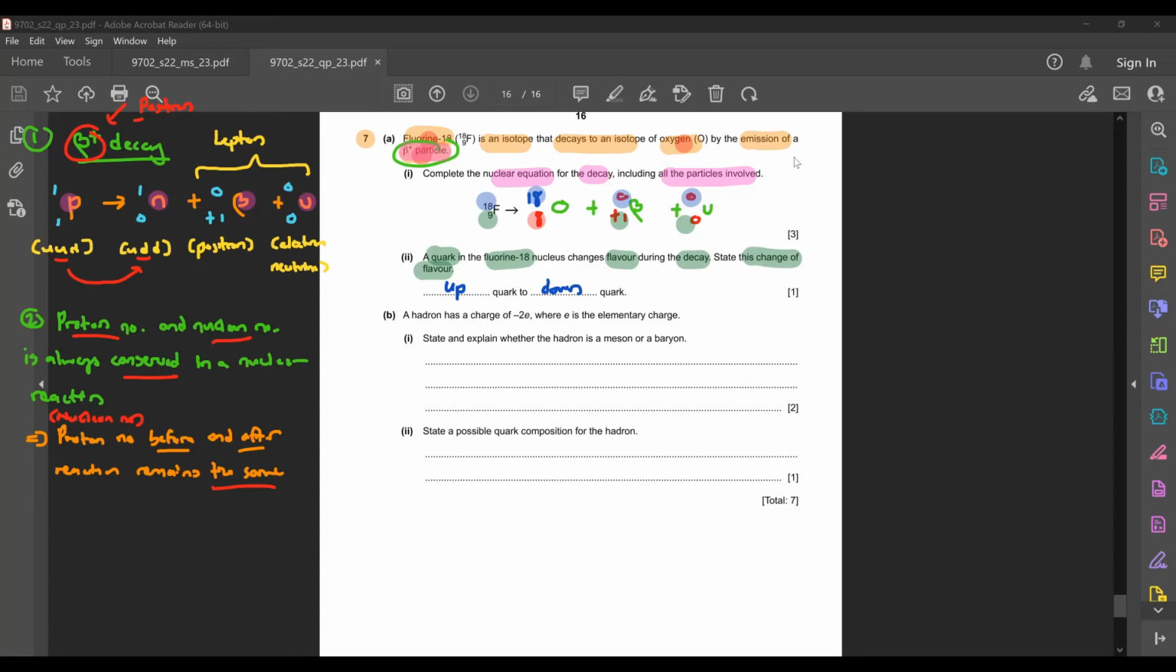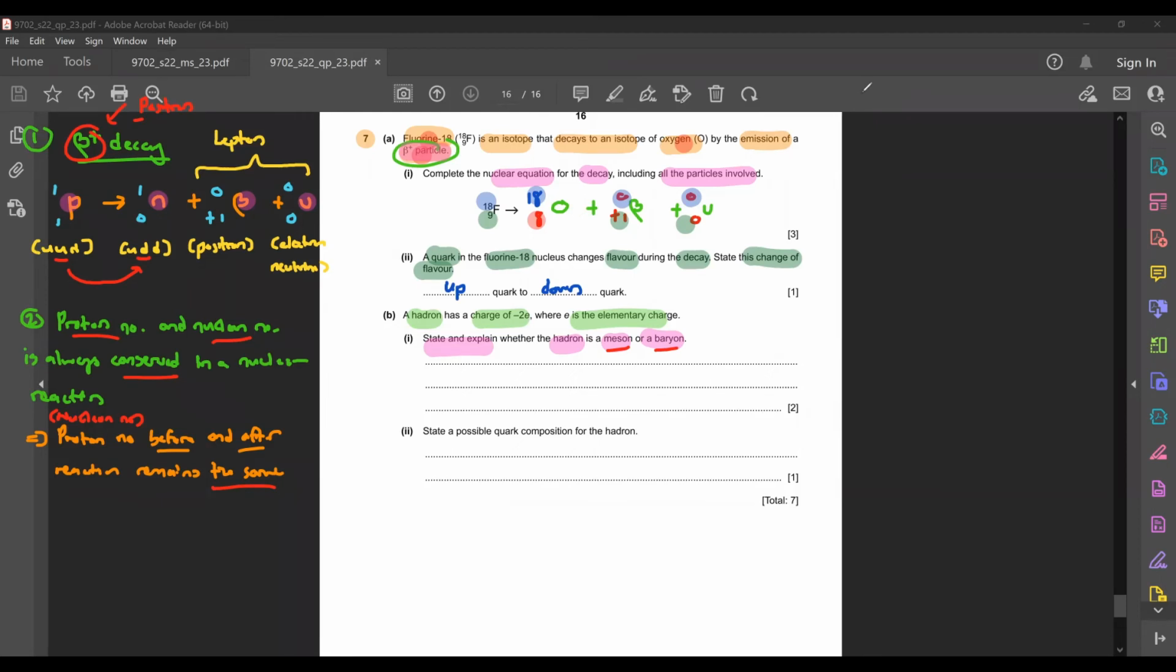Now, if you look at part B, it is saying that a hadron has a charge of -2e, where e is your elementary charge. State and explain whether the hadron is a meson or a baryon. Okay, so there are two terms here that we need to know first. What is meson? What is baryon? So let's go through some of the terms that we need to know.